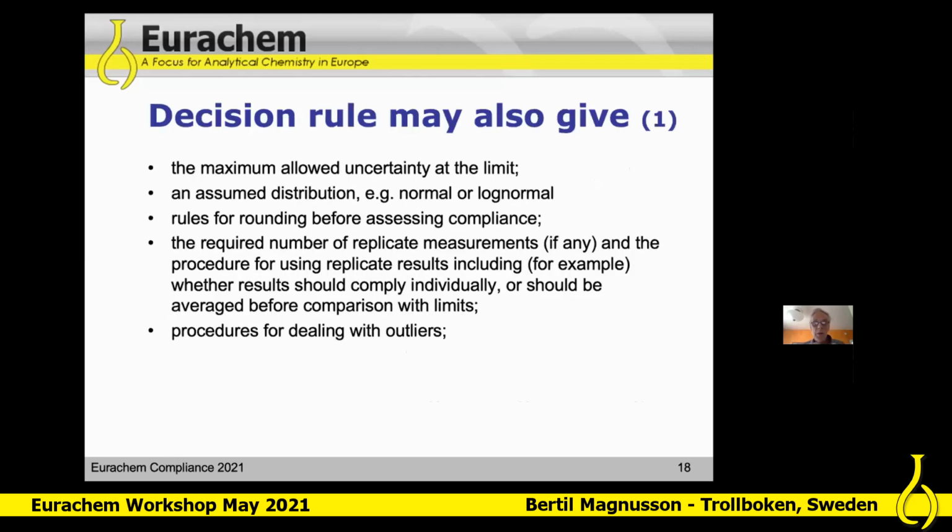It's very important that the decision rule gives a lot of details. Of course, the uncertainty, the assumed distribution. Normally, we talk about normal, but I will come back to log normal. The rounding before assessing compliance. The required number of replicates, and if all replicates should be within or just a mean. And also procedures for dealing with outliers and so on. This is also well covered in the guide.